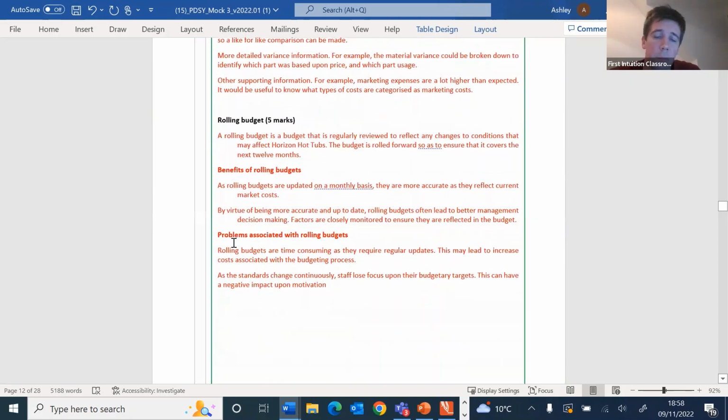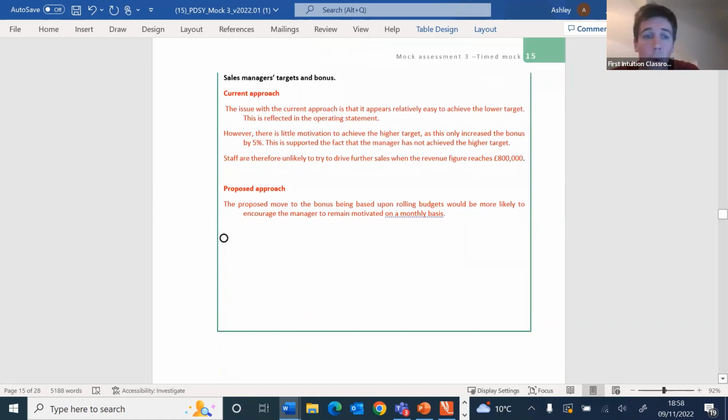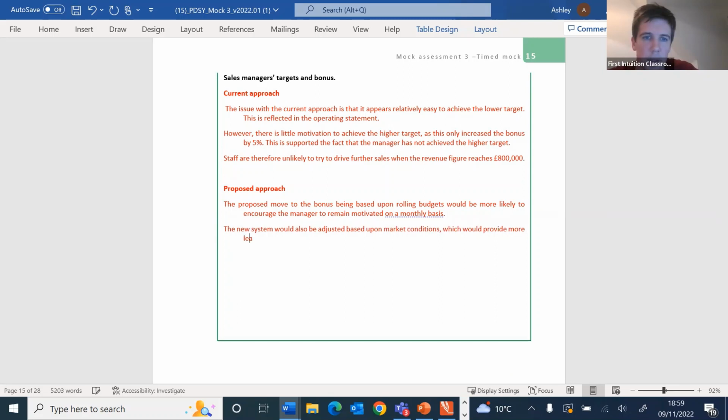So in a nutshell, the 50 grand could become unachievable or too easy, and what you would do is restructure it or set a new target. So the new system, as it says, would also be adjusted based upon market conditions, which would provide more realistic targets. Okay, something along those lines.